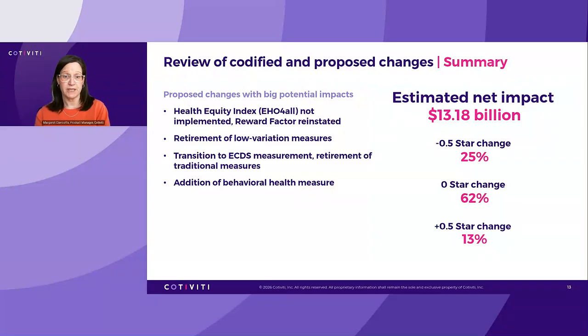Number two, CMS proposes to retire measures with low variation and high average performance, mostly those operations measures. Their intention is to simplify and refocus the measure set on clinical care, outcomes, and patient experience of care. Number three, NCQA's transition to ECDS continues. The remaining measures will be transitioned by 2029, completely eliminating hybrid reporting and transitioning those measures to digital measurement.